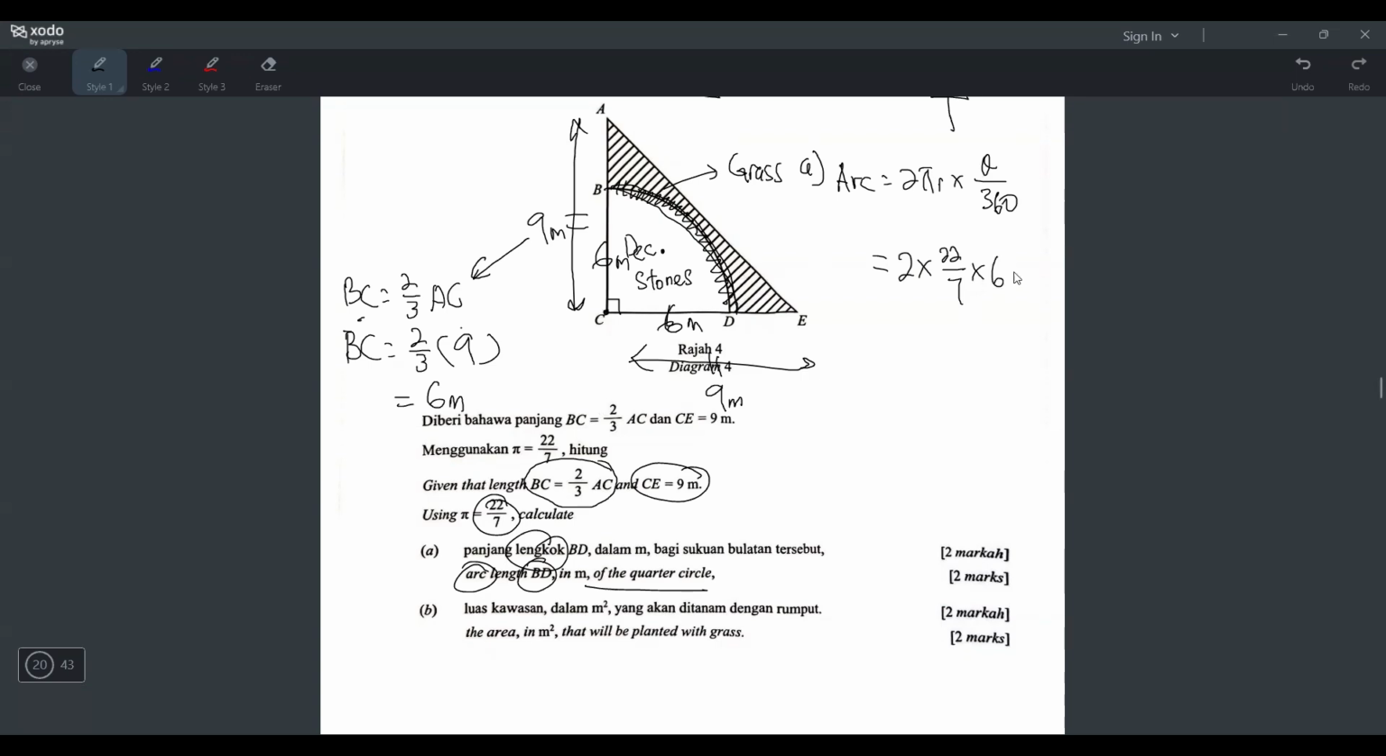Okay, the radius is 6 meter times with angle over 360, which is 90 over 360. I have everything because everything is there already. I labelled nicely already, so it's easy for me.